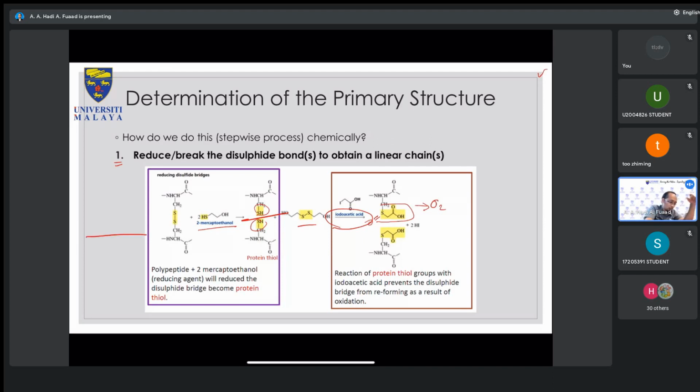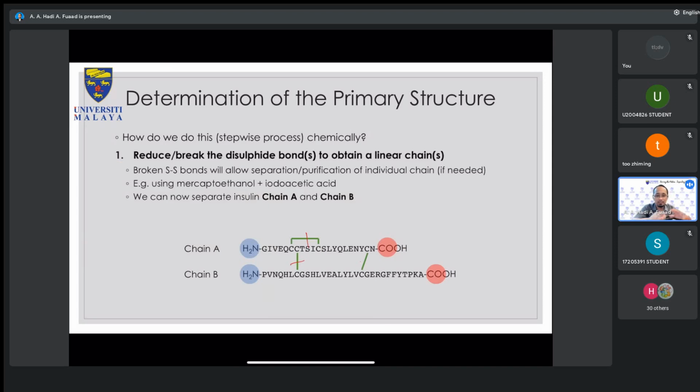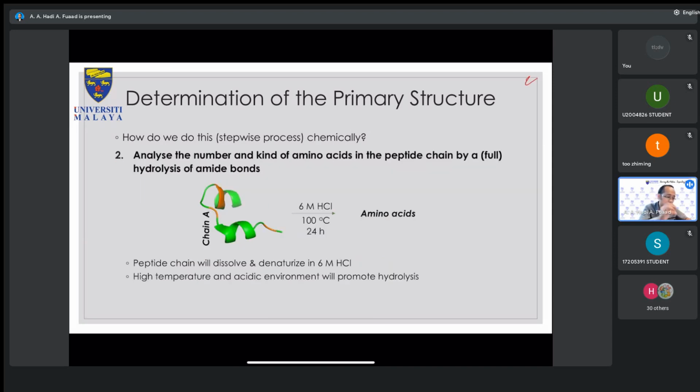Imagine, because we are looking at insulin, and insulin has three disulfide bonds, once you break the disulfide bonds and stop them from forming altogether, now you can separate the two chains individually. Once you have separated them, you can proceed with step number 2, where you take one of the chains first.